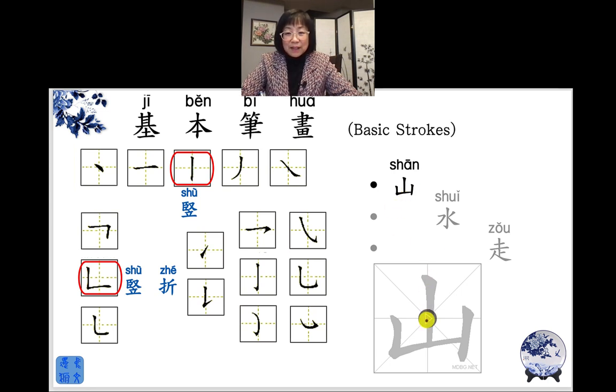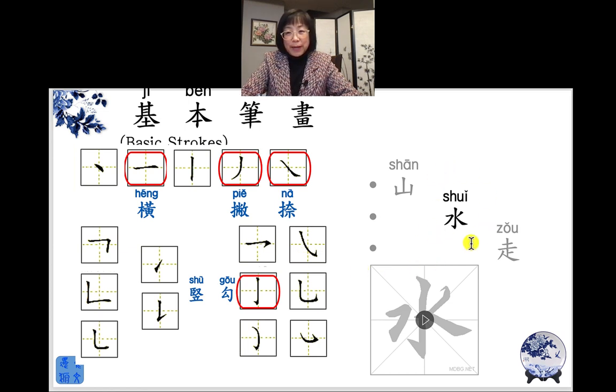Let's look at the live strokes. 竖, 竖折, 竖. That's 山.